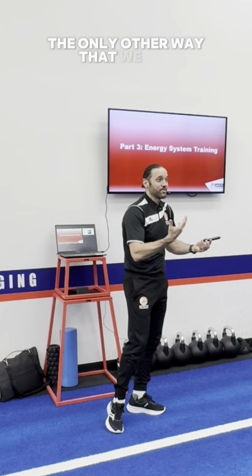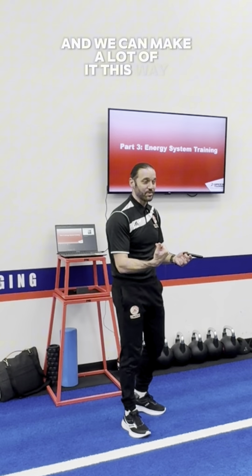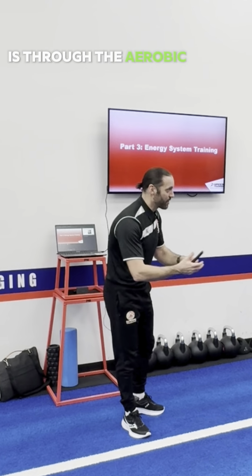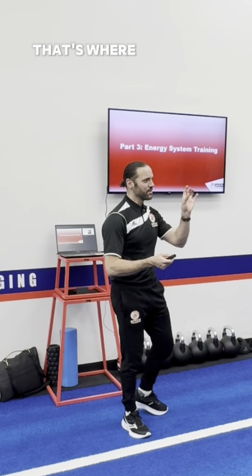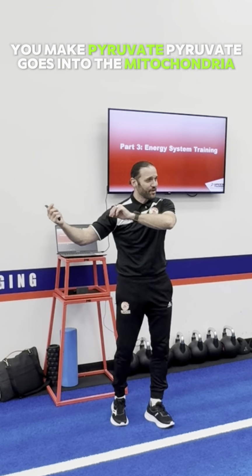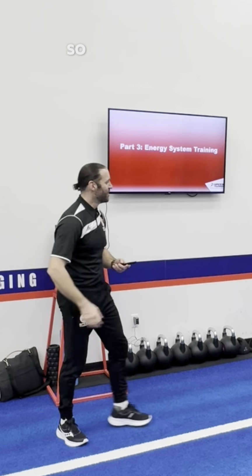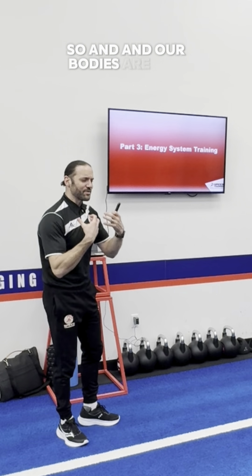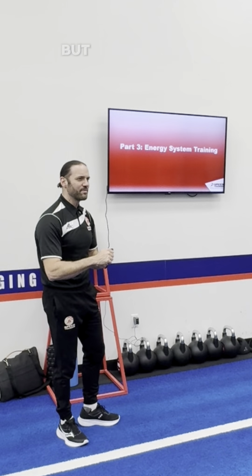The only other way that we can make ATP, and we can make a lot of it this way, is through the aerobic system. And that's where you break down glucose, you make pyruvate, pyruvate goes into the mitochondria, remember that thing in the cell? Yeah. So, our bodies can make a lot of energy that way, but it just takes longer.